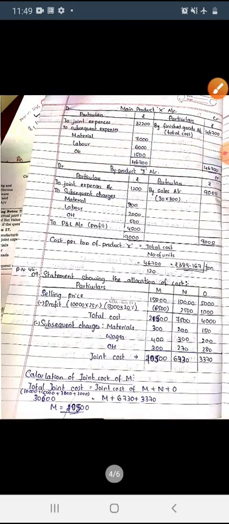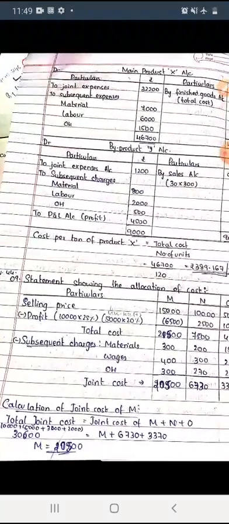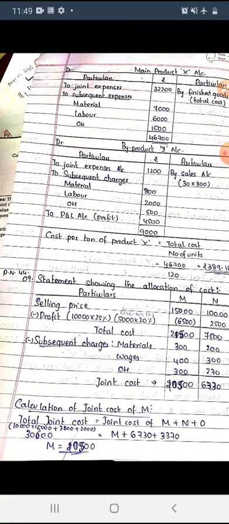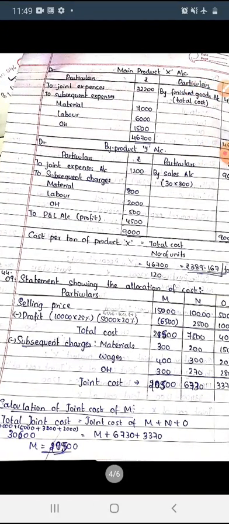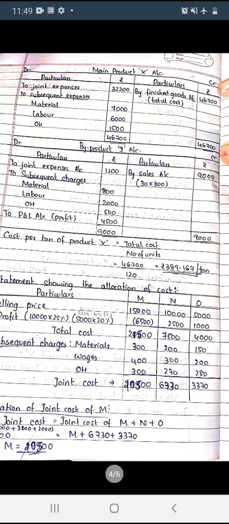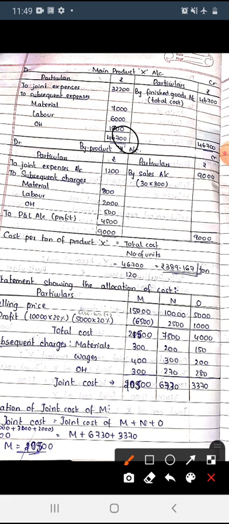This is the problem. Then same, we have to prepare the main product X account and byproduct Y account. Under it, the joint expenses 32,200 we just got. Subsequent expenses we have to write as it is. Here there is no sales, so we are writing the total cost only. Total cost of X, it's nothing but this amount only we are writing here. It is not sales, right? It's only the cost, right? So by finished goods account we are writing the total cost only.